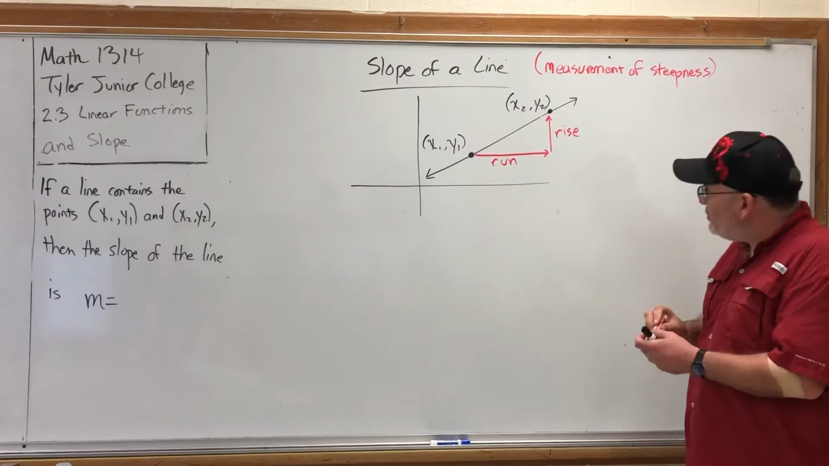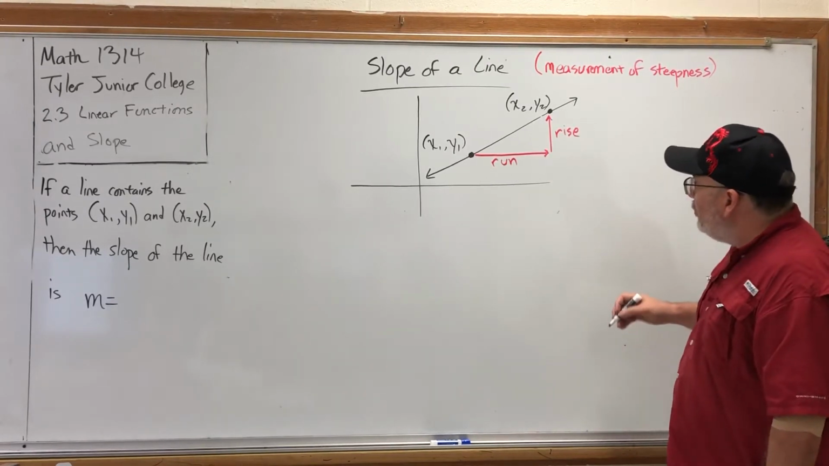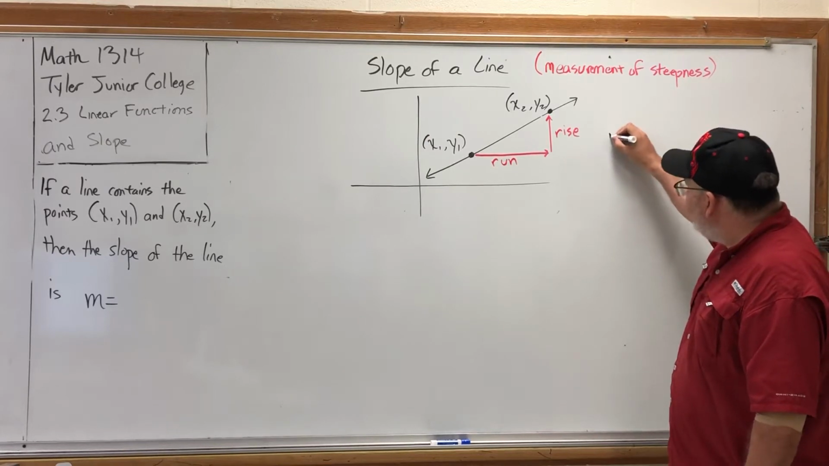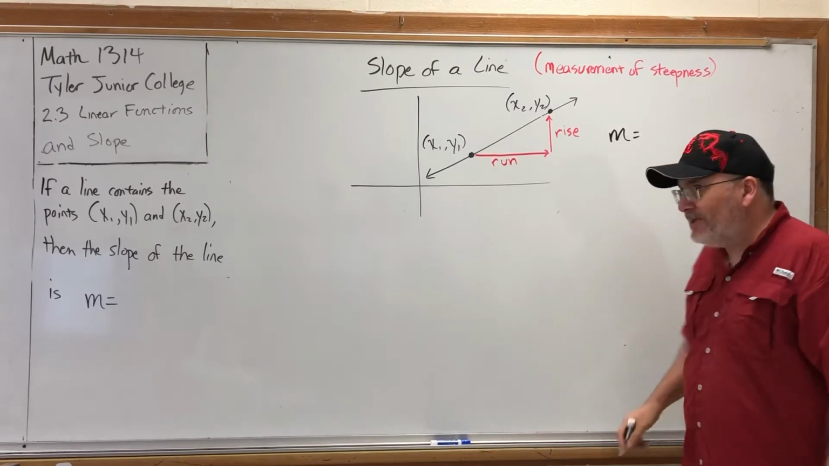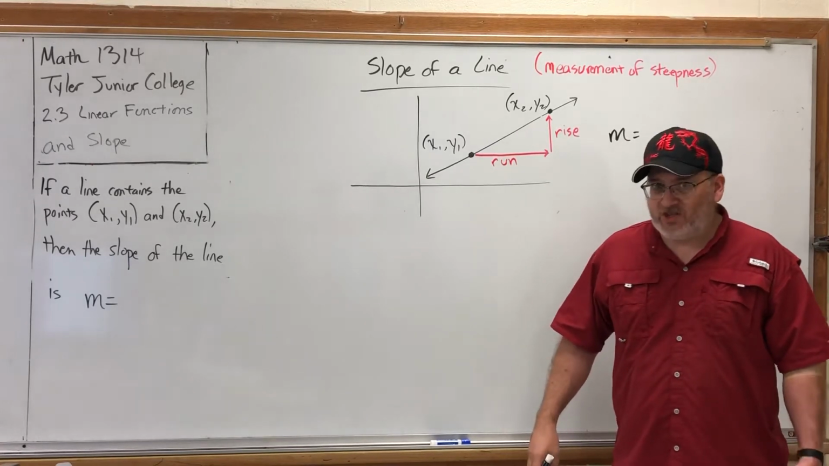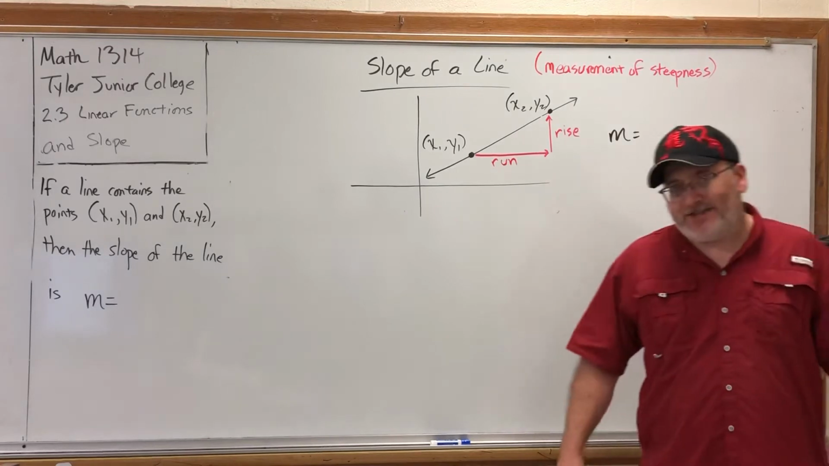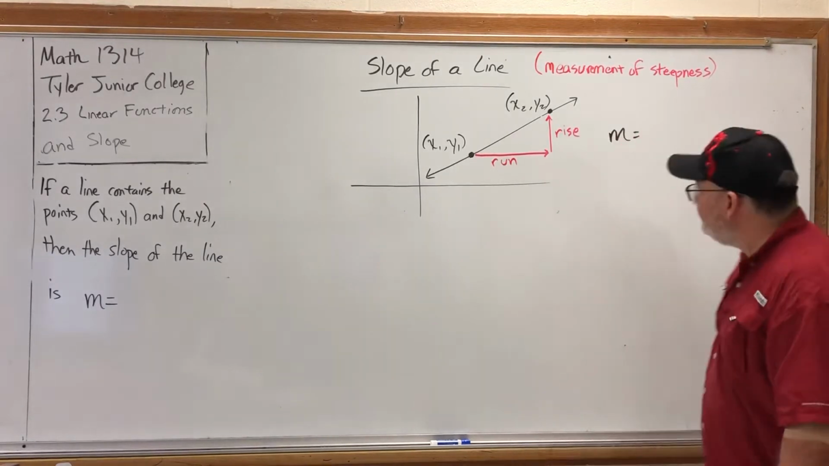But if we can measure the run and we can measure the rise, then the slope, whose variable is m, I know that sounds very counterintuitive. I invite you to research why slope is represented with the letter m. I'll give you a hint. It's the French's fault.